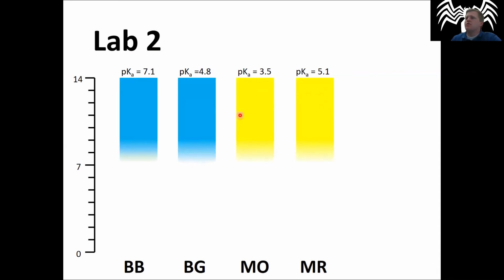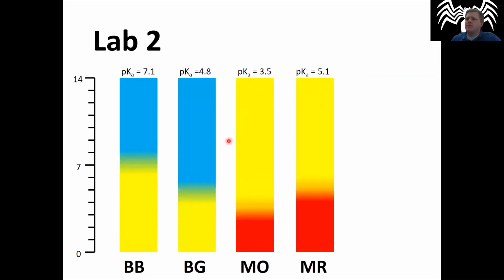So let me show you real fast what their colors look like. These colors are just generic PowerPoint colors, but it gives you the idea. Both bromothymol blue and bromocresol green start as blue and end up as yellow. And methyl orange and methyl red both start as yellow and end as red. They're not exactly the same colors of red and yellow or blue and yellow, etc., but they're pretty close.